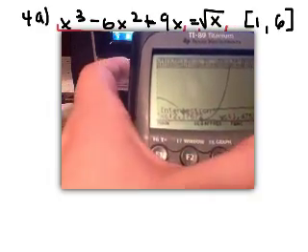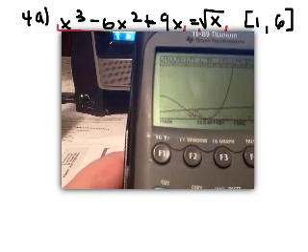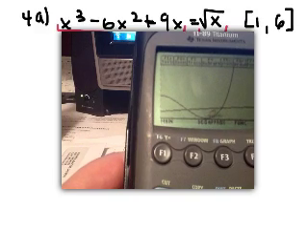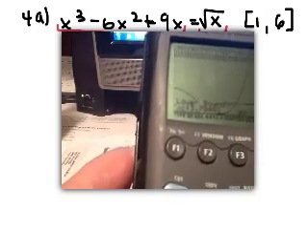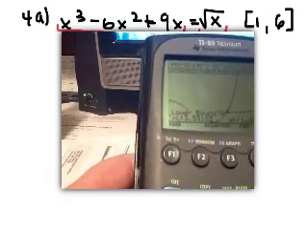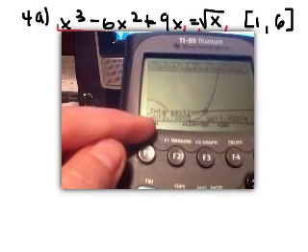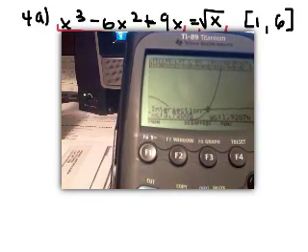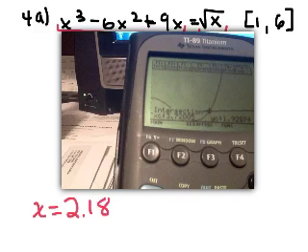So we're going to do F5 and 5 for intersection. And I'm going to go ahead and move over to the intersection area. It says first curve. So I'm on my y1 curve, now I'm on my y2 curve, and I want to go a little to the left and a little to the right. And so my second intersection is 3.72. Okay, so we have x equals 2.18 or x equals 3.72.